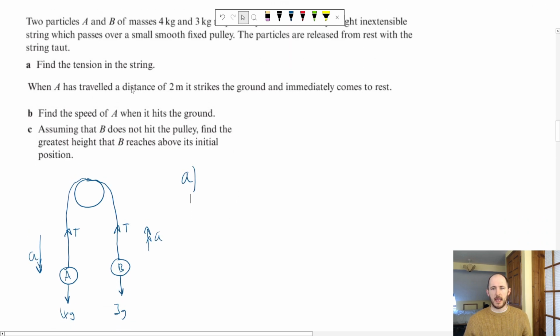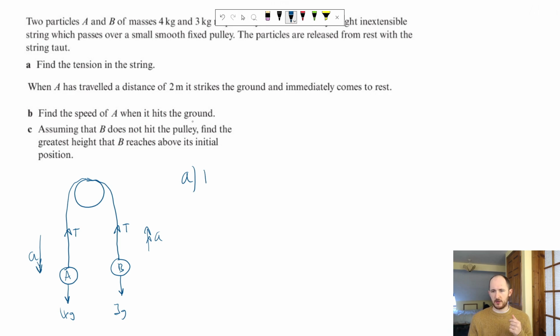So in the previous question it said find the acceleration, but we're going to be doing the same thing. We're going to be resolving for A and B separately, and then we're going to be solving for acceleration or tension. Now if I look ahead a little bit, it says find speed, which means we're going to need acceleration anyway. So I'm just going to work out both, because we will need it at some point. So part A, find tension.